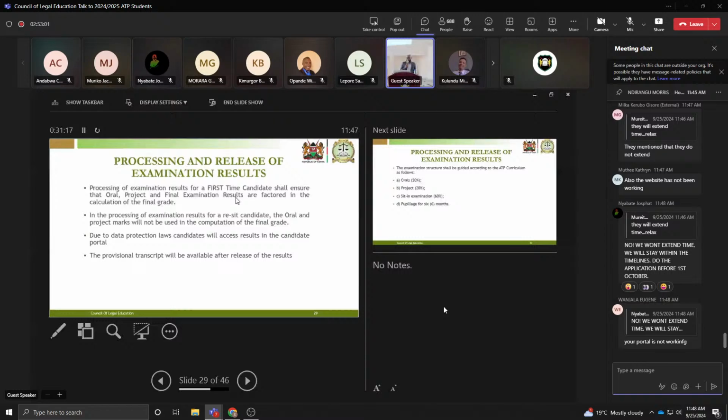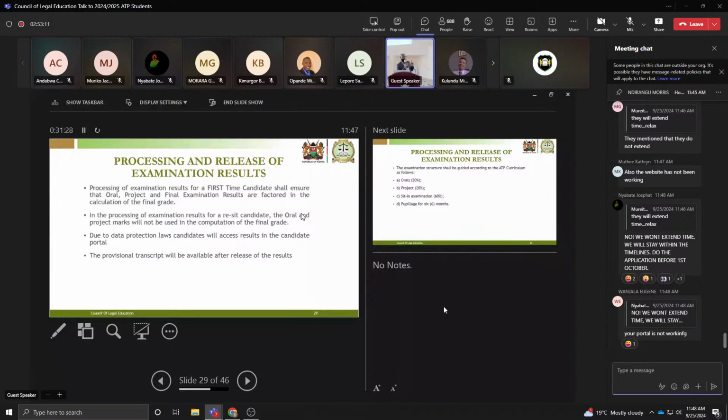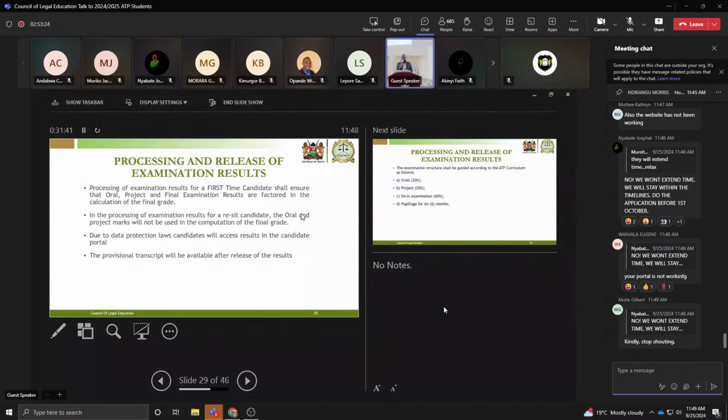For students who are resitting, we only consider one component. It's very important to understand that we only consider the examination component. Because when you sit for the exam for the first time, the written component, the oral component and the project component have already been spent. And therefore you cannot benefit from those components when you are now resitting.